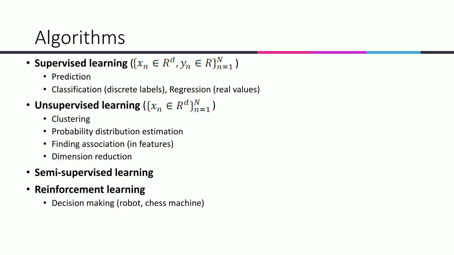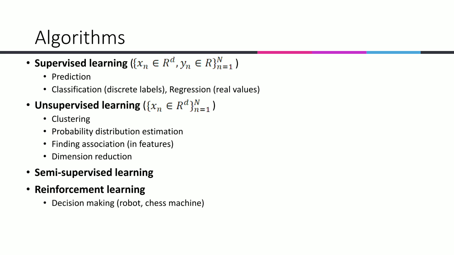So semi-supervised learning is one in which we have some labeled data set and we have an unlabeled data set. From the labeled data set, we can give labels to the unlabeled data set. That is semi-supervised learning. We can say that it is a combination of supervised and unsupervised learning.